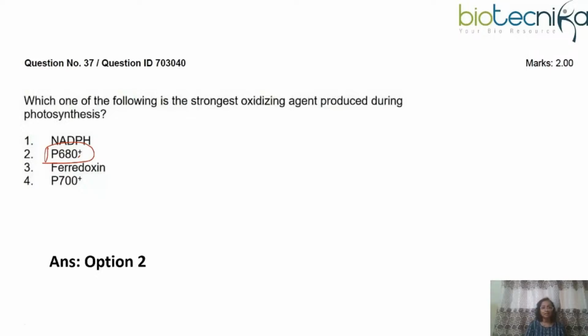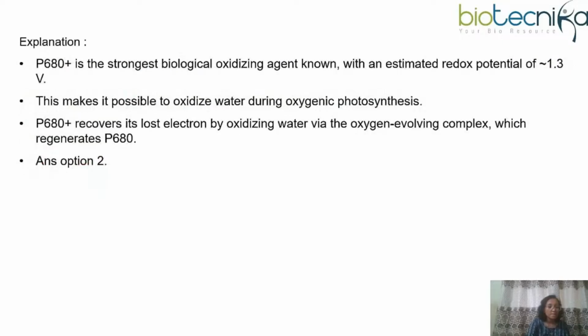P680 plus gets its electron back by splitting water. It gets the electron from water. So it splits the water molecule and takes the electron, and that's how it comes back to the ground state, ready for another excitation cycle. P700 also does that, but P700 does not have that strong oxidizing capability. P680 is one of the strongest oxidizing agents produced biologically. So the answer is option 2, P680 plus.